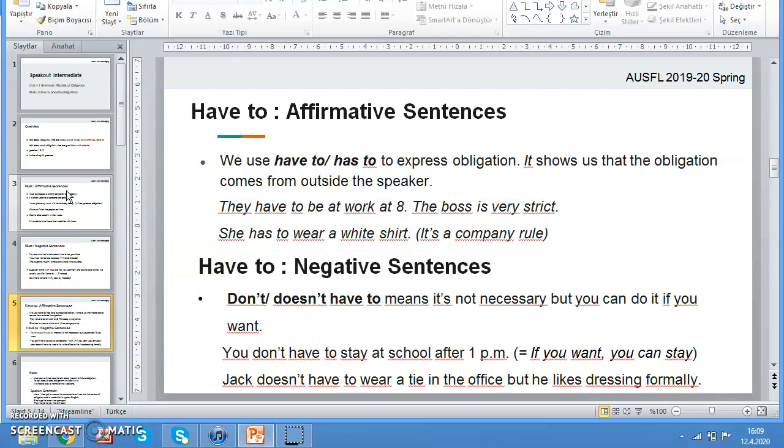And another example, Jack doesn't have to wear a tie in the office, but he likes dressing formally. So this sentence means if Jack wants to dress formally, then he can wear a tie in the office because it is not a rule.